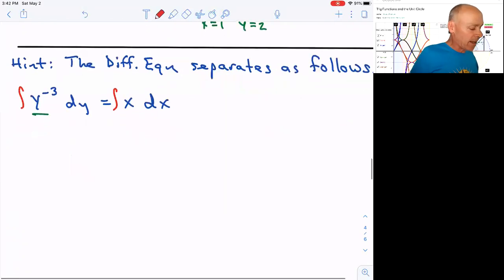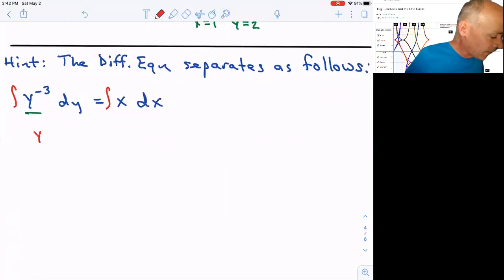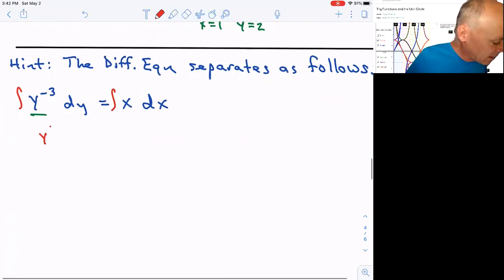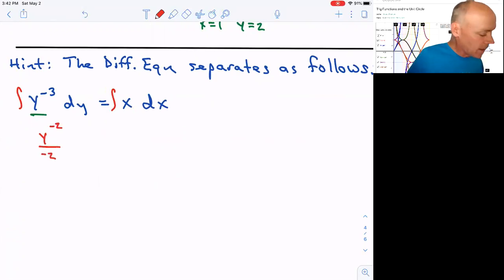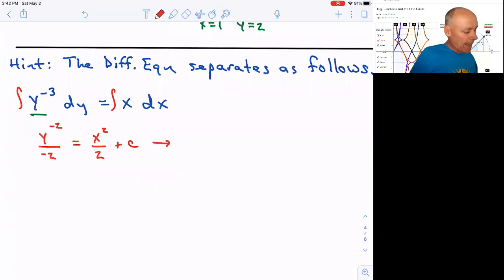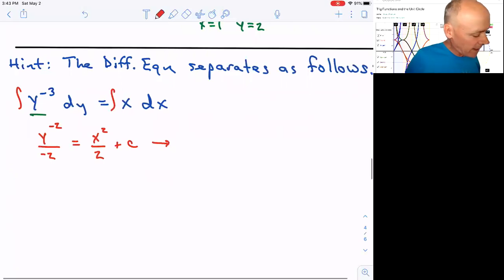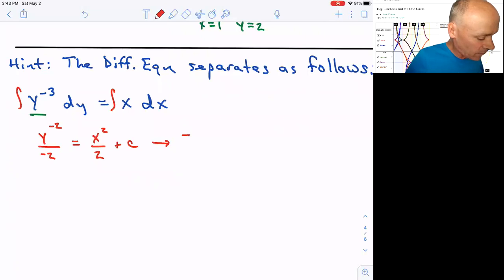Okay, when we integrate the left side, we're going to have y, right? Now we're integrating, so we're going to add 1 to -3. That's going to give us -2, and then immediately divide by -2, good, is equal to, and then the right side, it's just going to be x squared over 2 plus c. Okay, then I'm going to rewrite that. I'm going to move that negative sign out front, just so I don't forget it. Negative y squared over 2 is equal to x squared over 2 plus c.